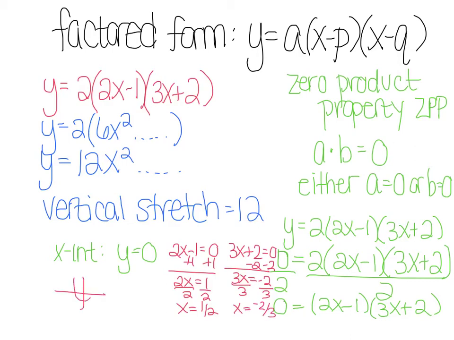Remember that a lot of parabolas cross the x-axis in two different spots. And so that's one of the reasons why we have two x-intercepts. These are all possible values that make my product equal to 0. So just be careful when you're finding the factored form, because if either of these x's has a leading coefficient that's not 1, you have to be a little bit more careful about finding the vertical stretch and the x-intercepts.